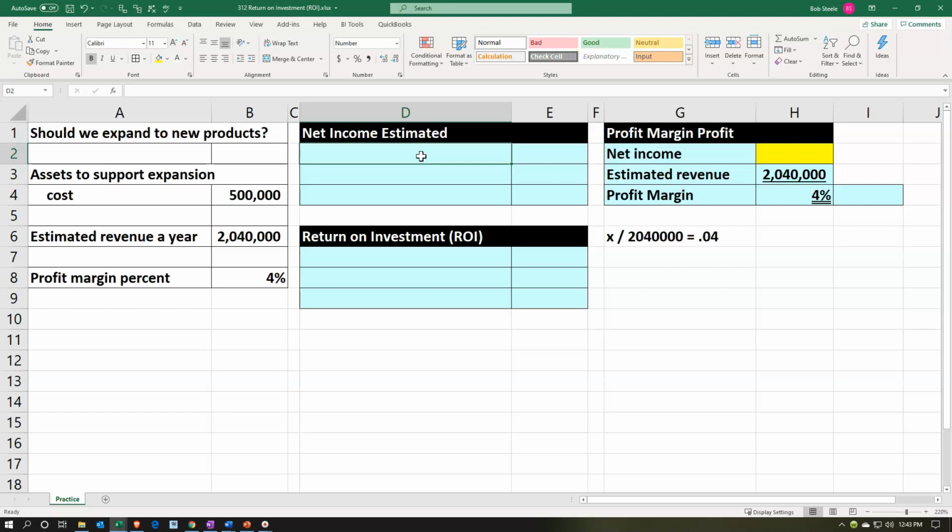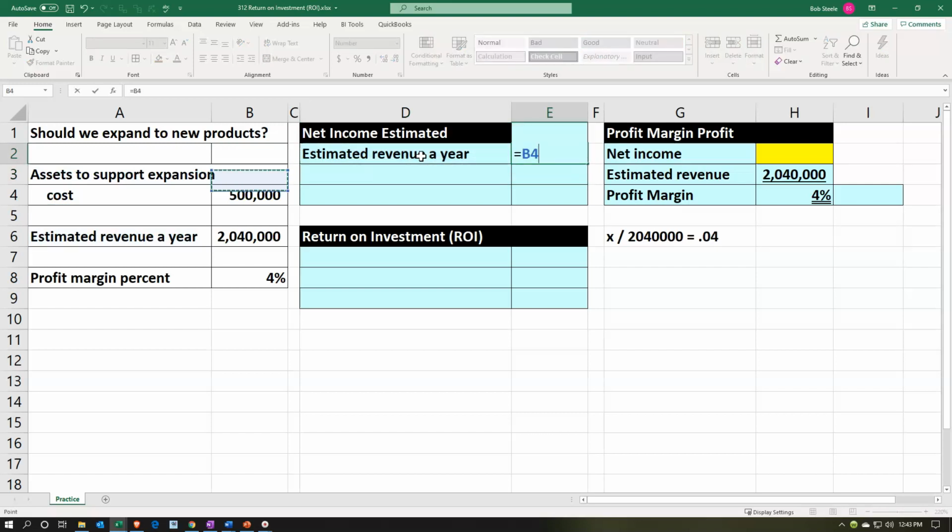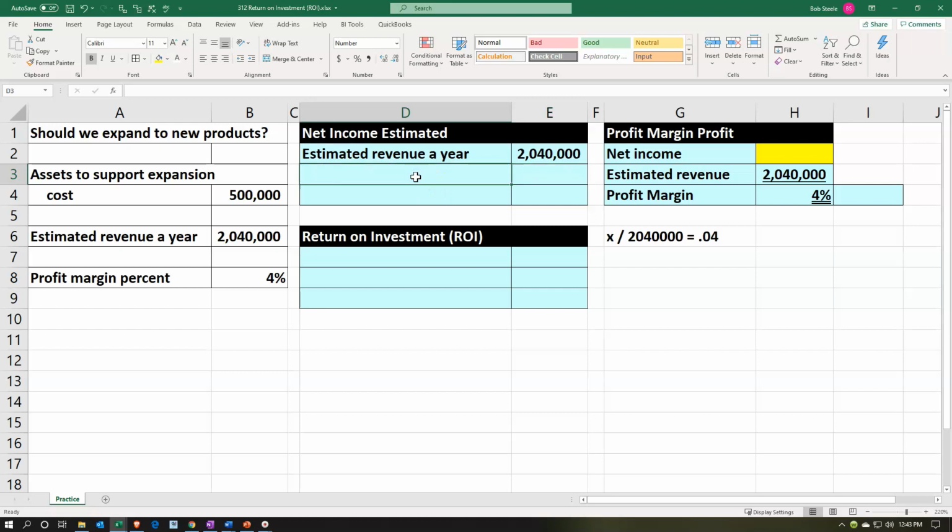So we're going to take the estimated revenue, which is going to be equal to the 2,040,000. I'm basically just doing the math now if we were to do the algebra here. And then we're going to take the profit margin percent, which we said was 4. This is going to equal the 4%. Let's make that a percentage, home tab, numbers group, percentage. And then we'll multiply that out. This equals the 2,040,000 times the 4%. That's going to give us the 86,000. That's going to be our net income, which we could double check over here.